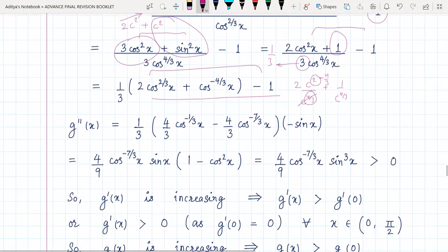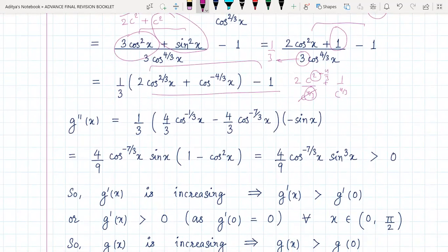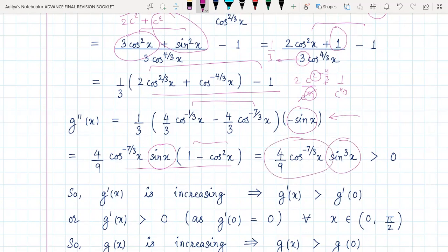Now we find g double prime x, the second derivative. The second derivative comes out to be this quantity. This can easily be simplified by taking cos power minus 7 by 3 common from these two terms, so that inside we are left with this term. And this is of course sine square x, and into sine x, which is already outside, makes it sine cube x, and the remaining terms remain as they are. Clearly this expression is greater than 0 for all acute x. That means g prime is an increasing function, because its derivative g double prime is always positive.